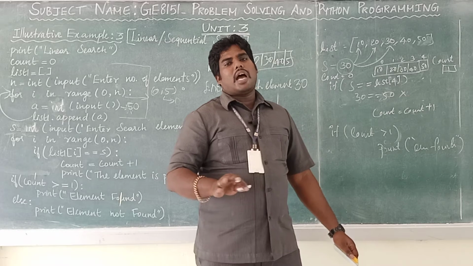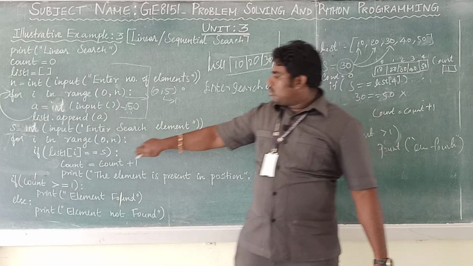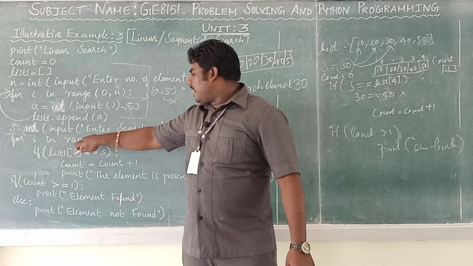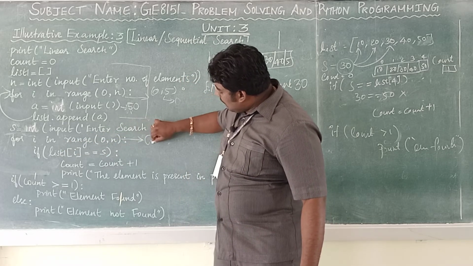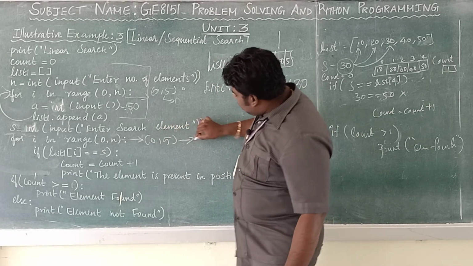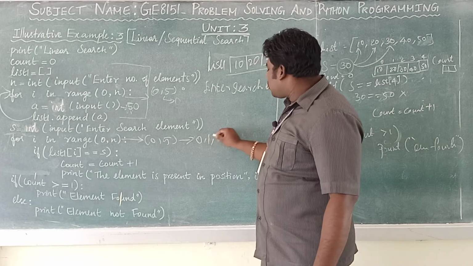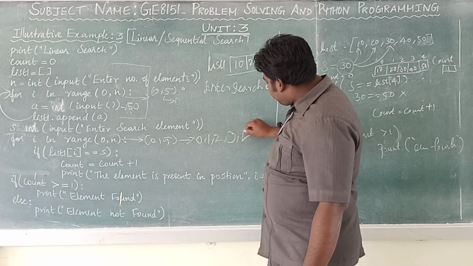Instead of that, I am going for the loop concept. Again I am using a loop, for I in range of 0, n. What is that 0, n? 0, 5. So it will create the numbers 0, 1, 2, 3, 4.